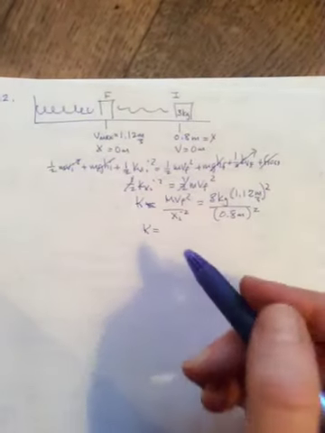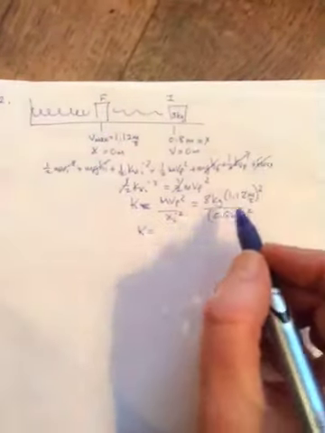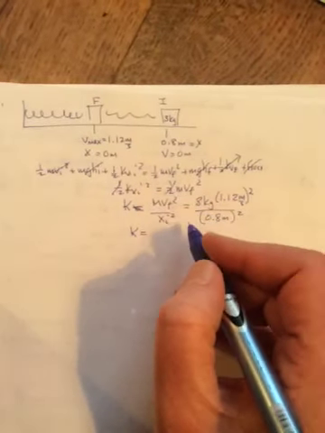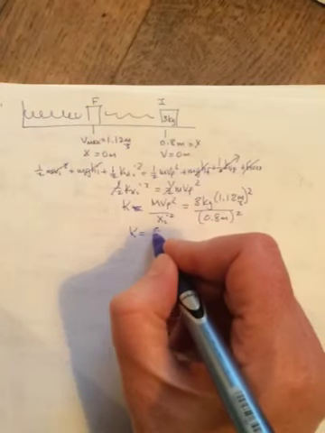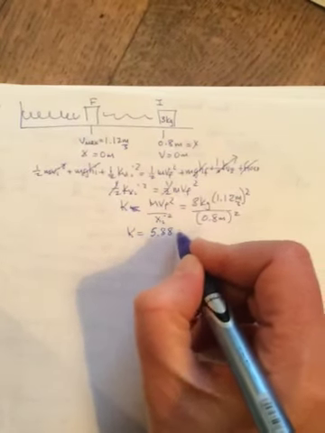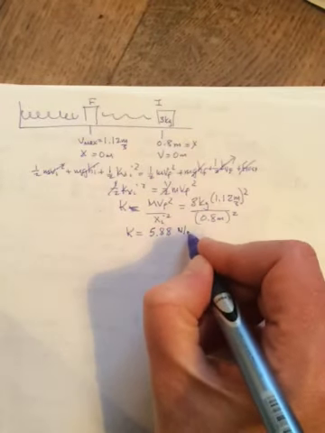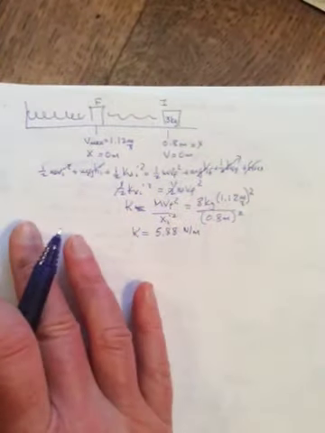Okay, so I didn't quite get it finished before the video ran out. But if you square your 1.12 times 3, divide by 0.8 squared, you should get 5.88, and the units will end up being newtons per meter, or kilogram per second squared.